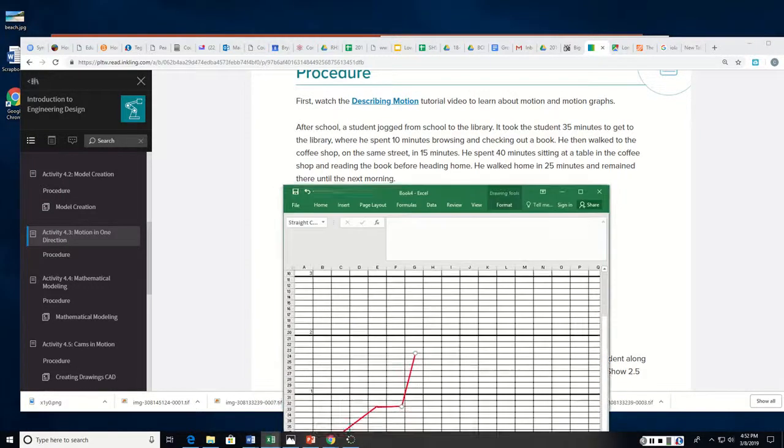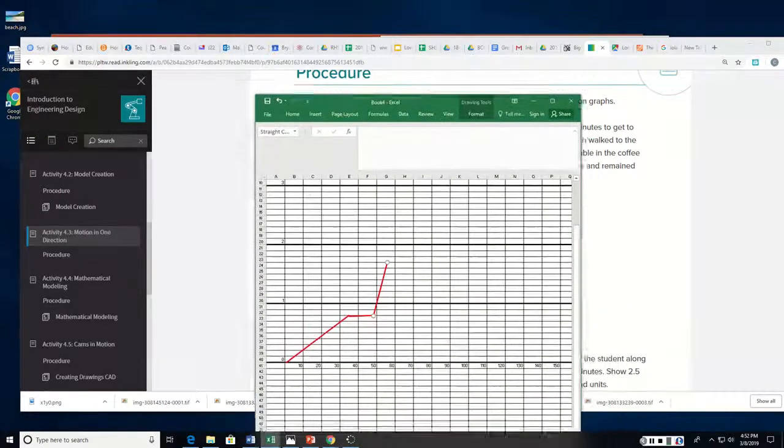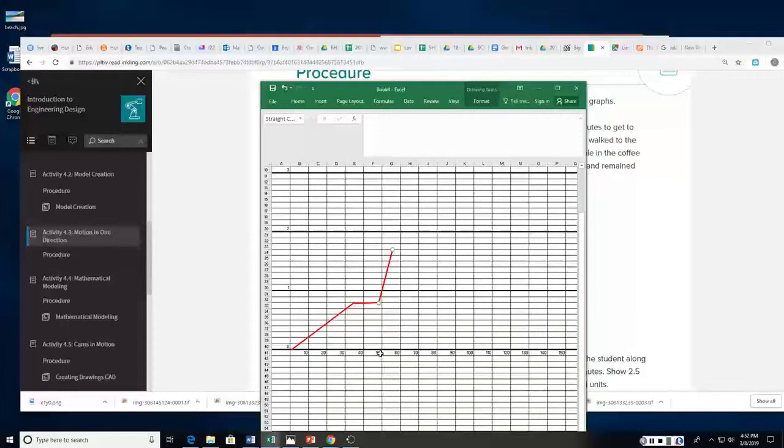He then spent 40 minutes sitting at a table. So 40 plus 55 is 95, right?